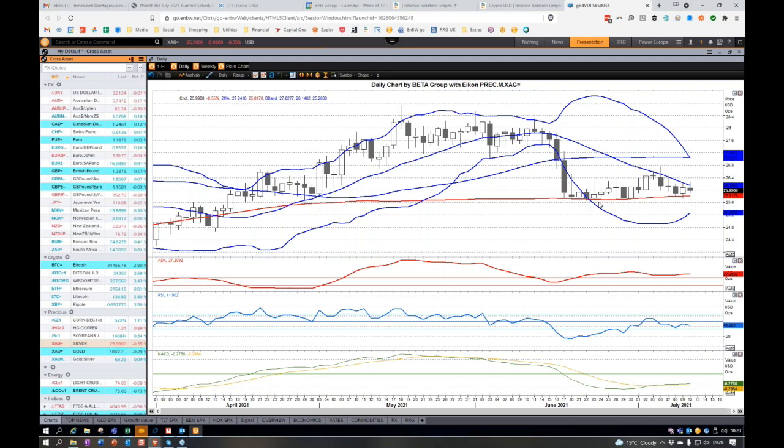It's in the middle of a channel, if you like. Here, the RSI is pretty flat. The MACD lines are very close together, moving sideways. It's all very flat, and sideways is the message.